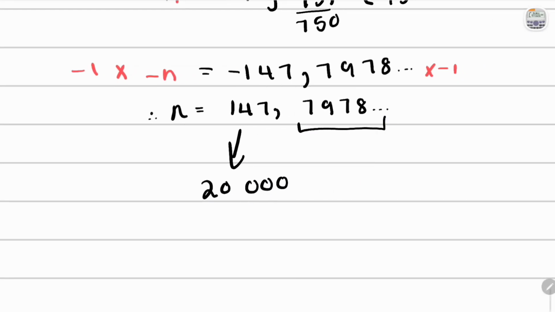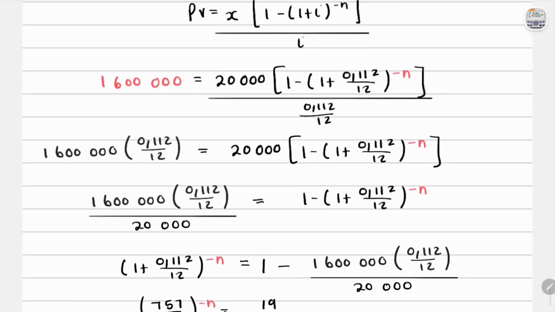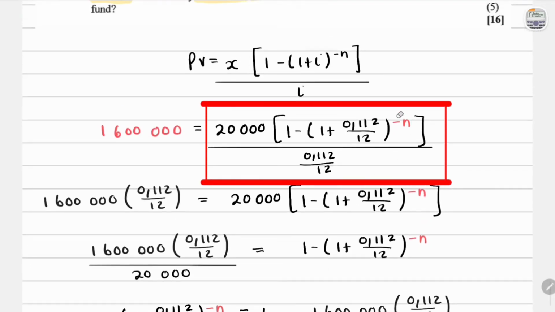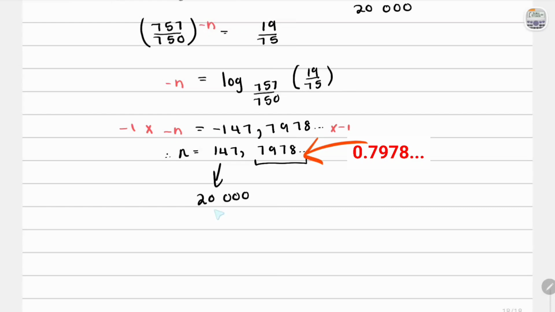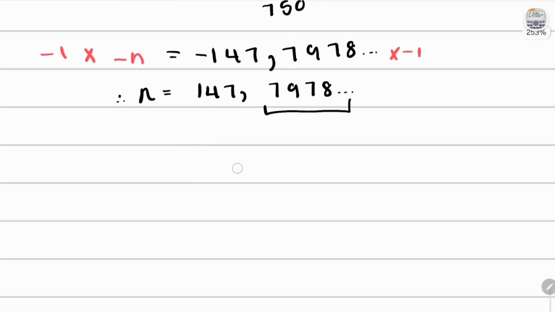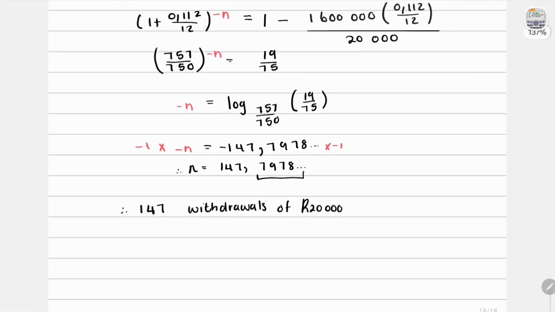This part is not a complete 20,000 yet. And you can even confirm this on your calculator by using the present value formula. If you take this and in place of n, just substitute that amount as a decimal, it will give you an amount that is less than 20,000. So to answer their question, how many withdrawals of 20,000 can be made? It would be exactly 147 withdrawals of 20,000 Rand. And that is our answer.